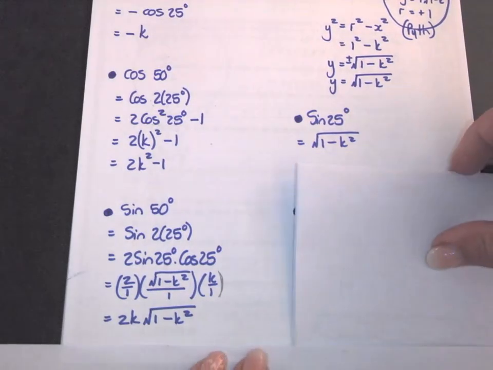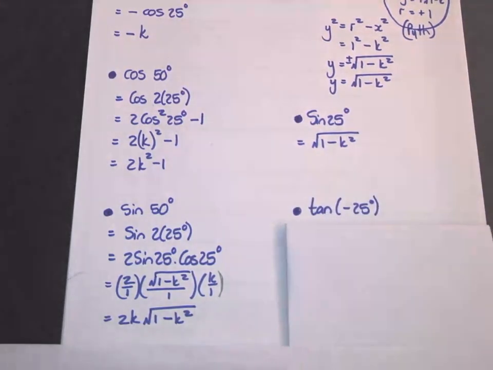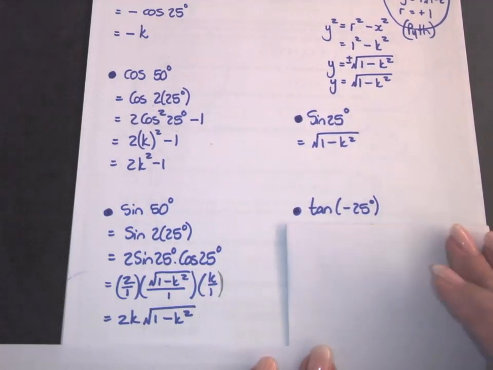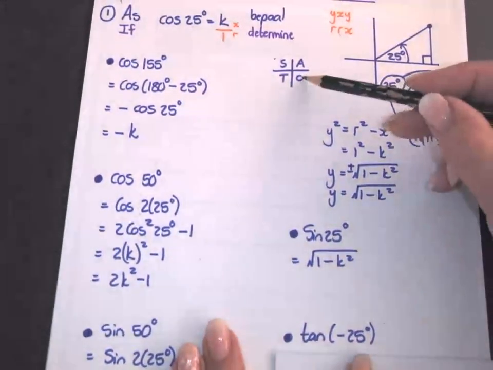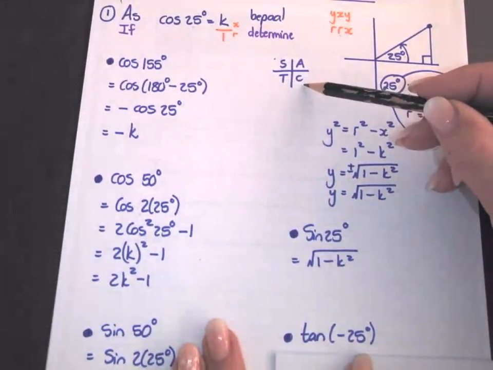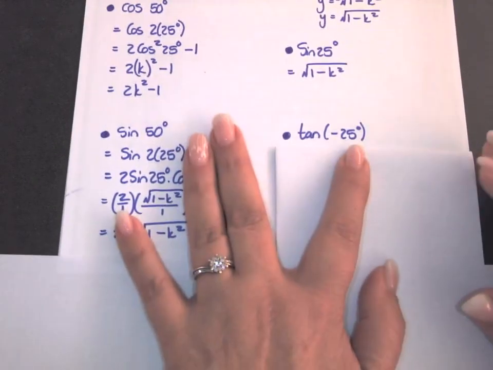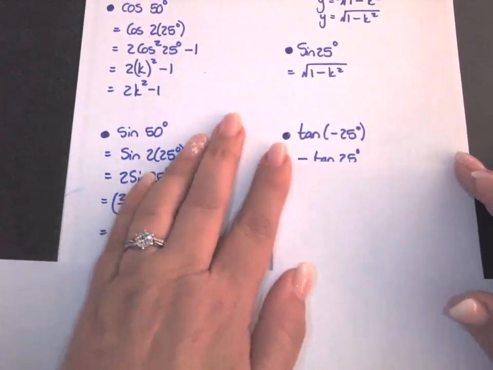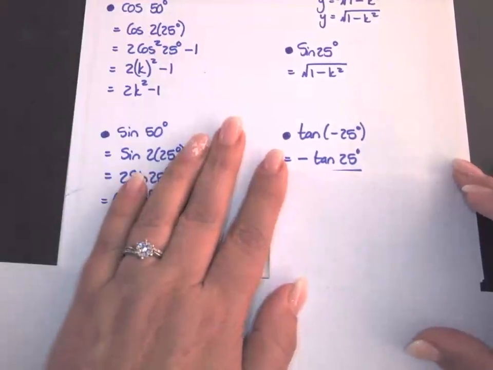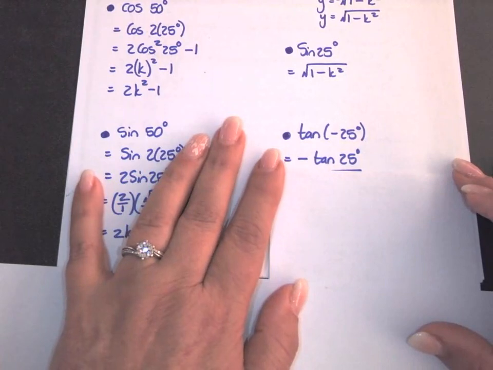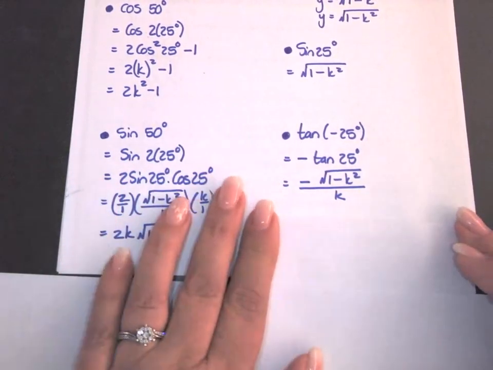The next one is not on your notes. Tan of negative 25. All the negative angles lie in the fourth quadrant. So what is tan there? Negative. So tan minus 25 is minus tan 25. The negative stays there, and then you just work out what tan 25 is, and you get your answer.